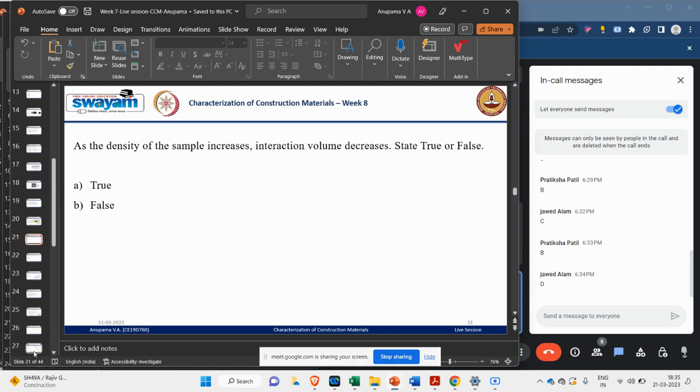As the density of the sample increases, the interaction volume decreases. State true or false.